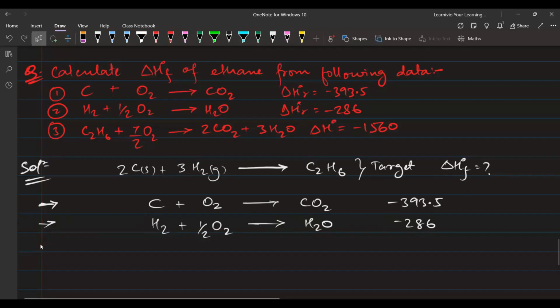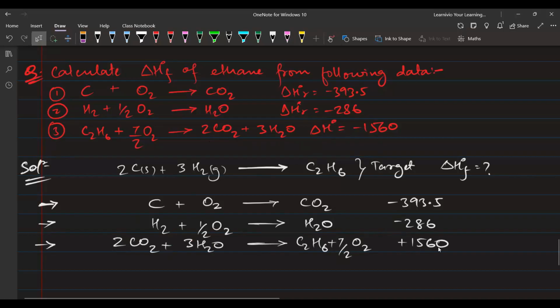ठीक है? What about C2H6? C2H6 is in which reaction? 1, 2, or 3? 3. Same side, opposite side? Opposite side. So write the given reaction in the opposite way. So you will write 2CO2 plus 3H2O gives C2H6 plus 7 by 2 O2. And as you have reversed the reaction, the sign of delta H will also change. This will become plus 1560.